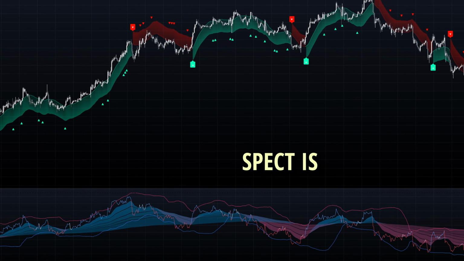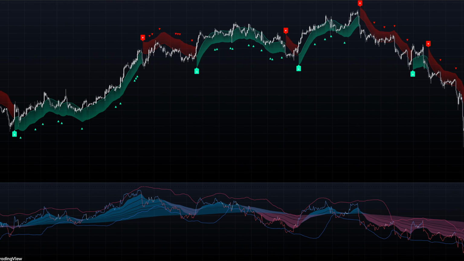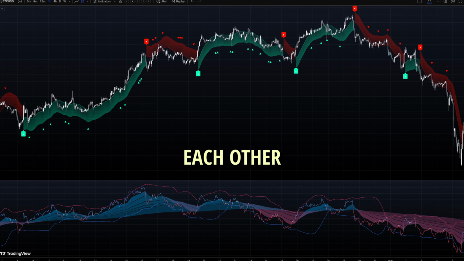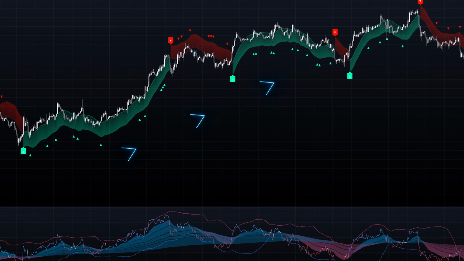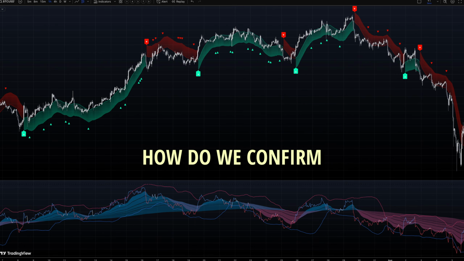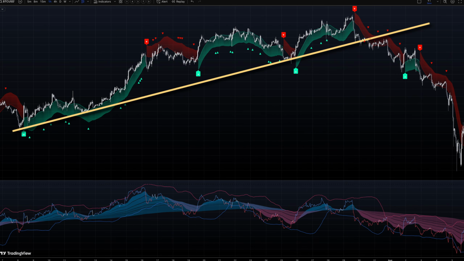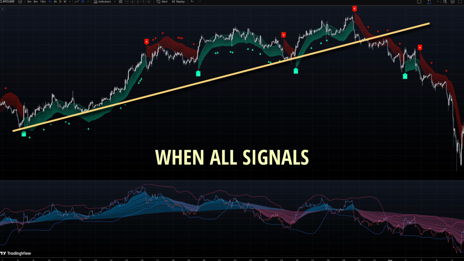Another crucial aspect is determining which direction to trade, as signals sometimes contradict each other. In this example, we had an uptrend, and unless we see a complete trend reversal, we shouldn't take any short trades. How do we confirm reversal? Draw a trend line, and once broken, start looking for short entries. When all signals align, you can enter with greater confidence.